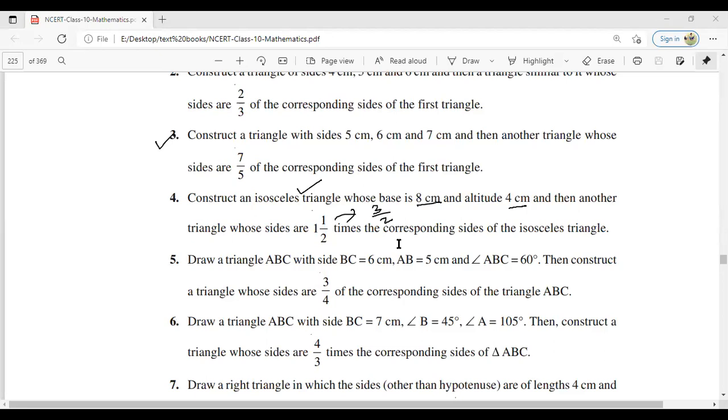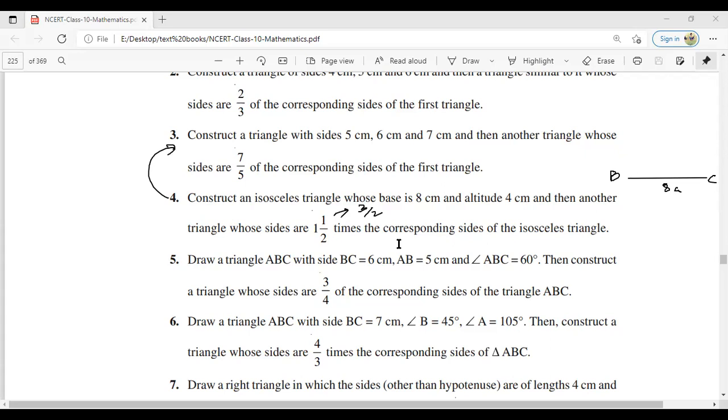It is an isosceles triangle, base is 8 centimeter. What will you do first? You will draw 8 centimeter. Base is how much? 8 centimeters. So you will take the base as 8 centimeters. So this ratio is 3/2, so this will be the same as this construction, and the base is 8 centimeters. So you have to draw base 8 centimeters, first BC, 8 centimeters.